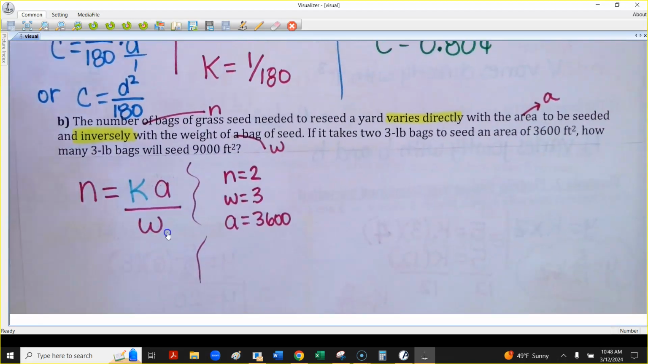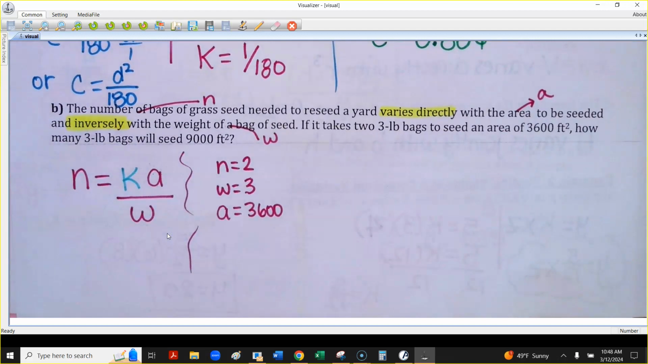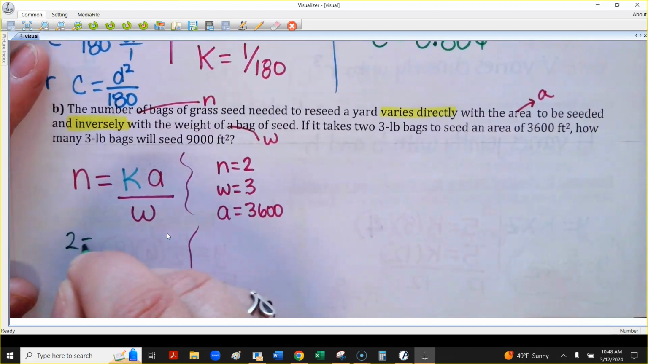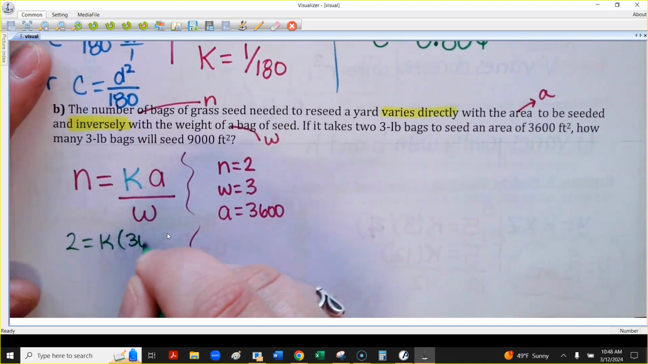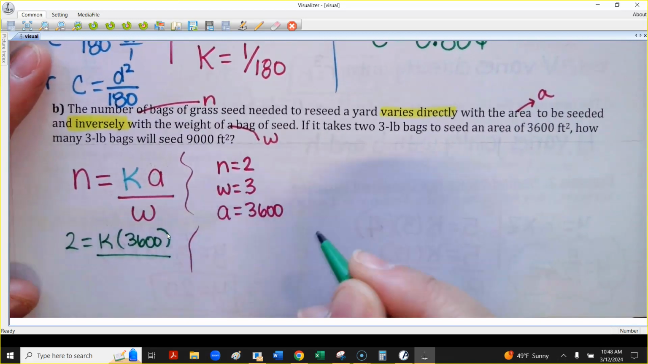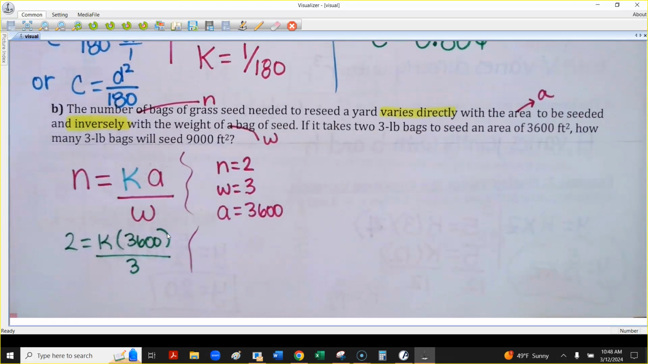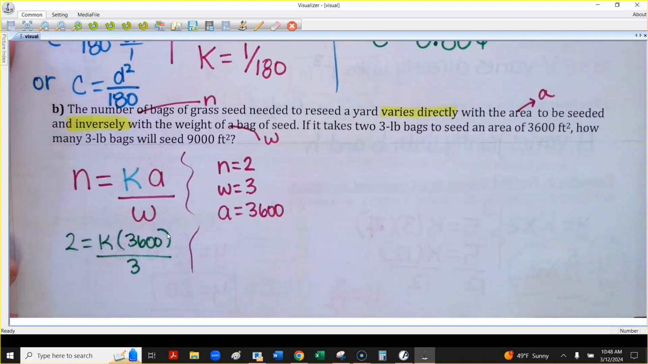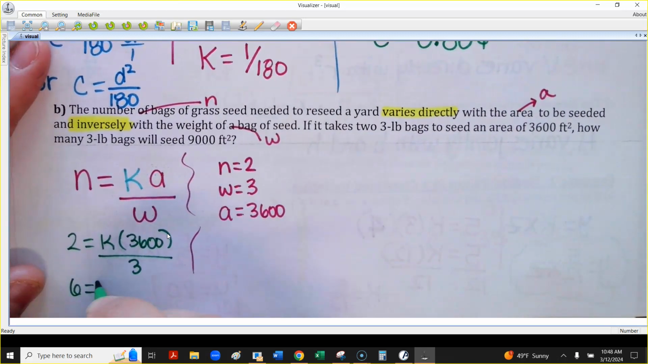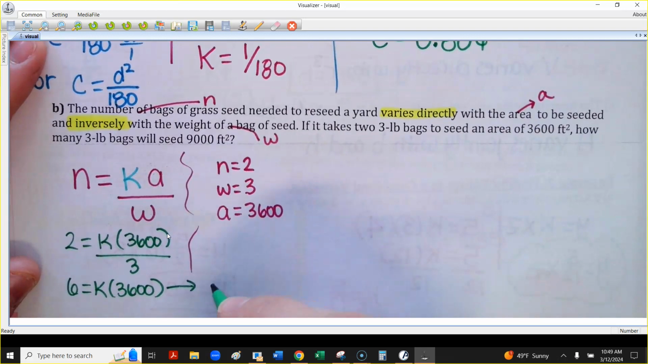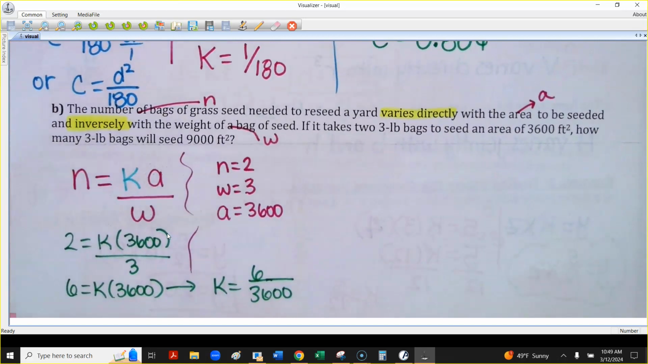All right, so, I wrote too big here. So let's do, we'd have 2 equals K times our area, 3,600, divided by the weight of the bag, which is 3 pounds. What I would do real quick, I'm just going to multiply both sides by 3 to get that out of the denominator. So I would end up with 6 equals K times 3,600. So the K value here is going to be 6 over 3,600, which is a really tiny decimal. And it's 1 over 600.